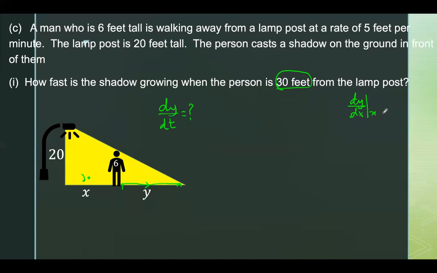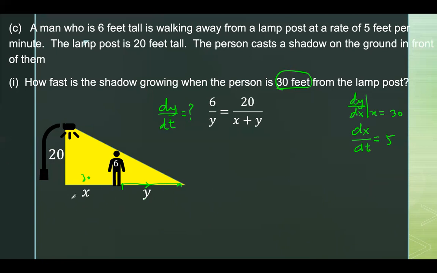When x is 30 feet away, we are given dx/dt is 5 feet per second. Let's see how to do this. We need to find the relationship between y and x. How to get it? Using ratio again: 6 over y equals 20 over x plus y.